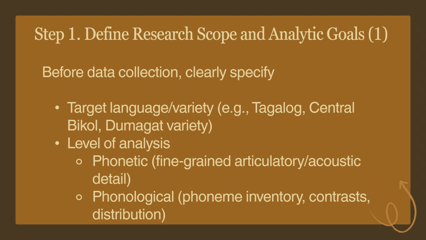Step 1. Define research scope and analytic goals. Step 1 focuses on defining the research scope and analytic goals. Before any data is collected, the researcher must clearly identify the target language or variety such as Tagalog, Central Bicol, or a Dumagat variety, and the level of analysis, whether phonetic, phonological, or both. Phonetic analysis examines fine-grained articulatory and acoustic detail, while phonological analysis focuses on contrast, patterning, and distribution.